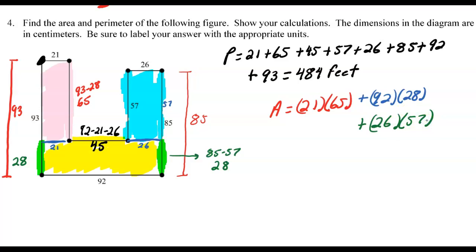So typing that into my calculator, I get the area is 5,423 square feet, which we abbreviate feet squared.